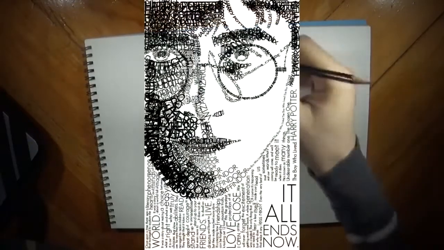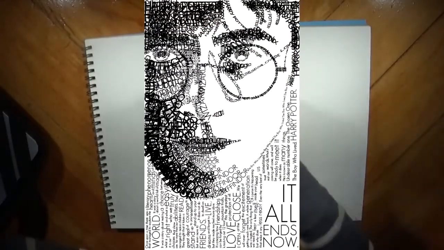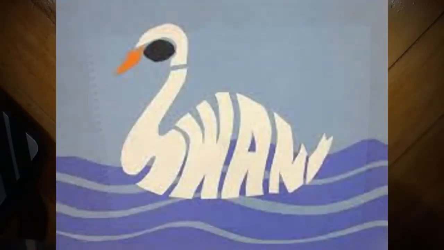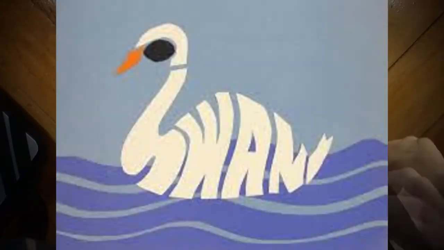It could be one of the examples I show in class, there's a picture of Harry Potter, and it's the words from one of the chapters out of the Harry Potter book that makes up the picture of Harry Potter. It could also be something very, very simple. One of the examples that we show is a swan, and it's made out of S-W-A-N.